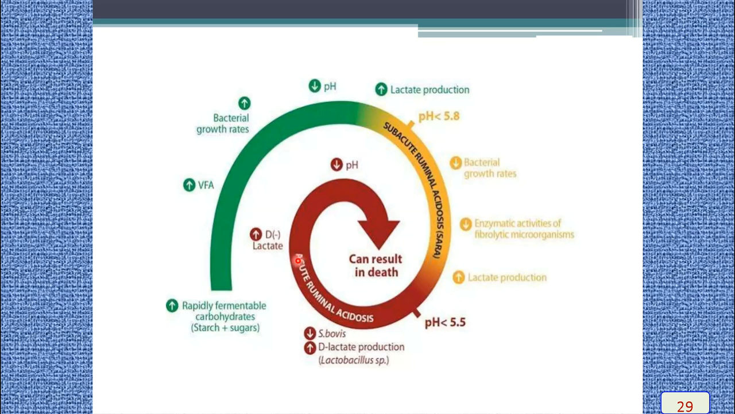But in this stage, it is called acute ruminal acidosis, where the pH drastically reduces and sometimes it may also become a cause of death of the cattle. Then, apart from this, the S. bovis content will be drastically reduced. Then D-lactate production and so on will be more.